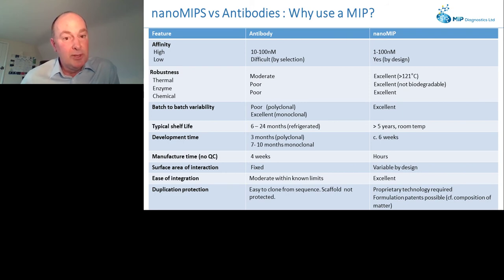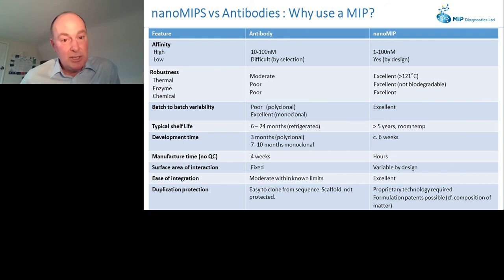Robustness, though, we find that NanoMIPs are very, very different to proteins, including antibodies. So they can withstand exposure up to 121 degrees without denaturing. Because the backbone is a carbon, carbon, carbon, carbon polyethylene chain, it's not biodegradable. So the shelf life could be tremendously long. It's also very, very chemically stable.